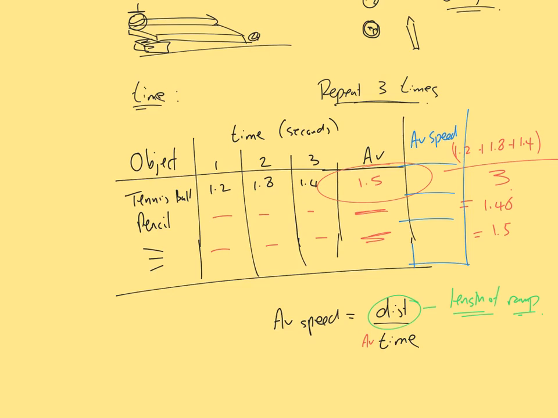Upload that as well. If you wanted an extension task, if you finished all of that, what you can do is choose one of the objects. I'll just go with that one, for example. Instead of comparing different objects, just choose one object, but then change the height of the ramp. So stack more books under it and change the slope of the ramp and see what effect that has. So in your table of results, the thing you're changing would be the height of the ramp instead of the object. You still record 3 different times, you still record an average, and you still record an average speed. So if you wanted an extension task, you could do that experiment as well and also send in those results.